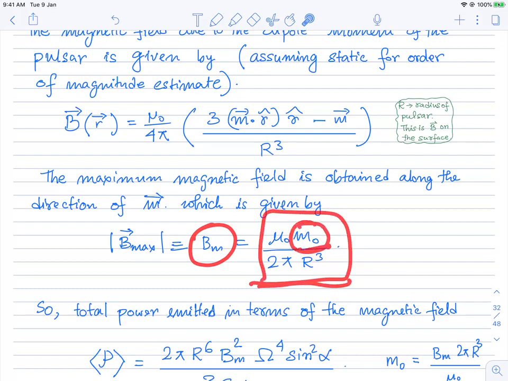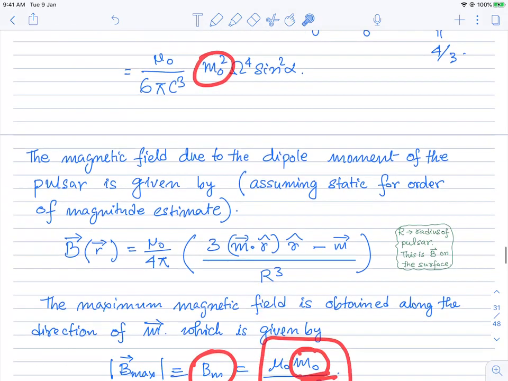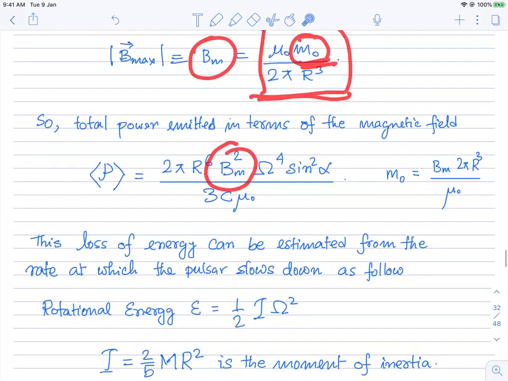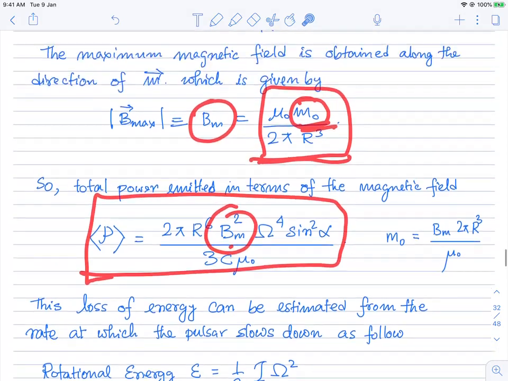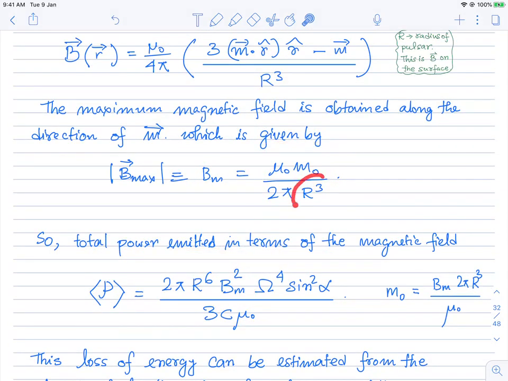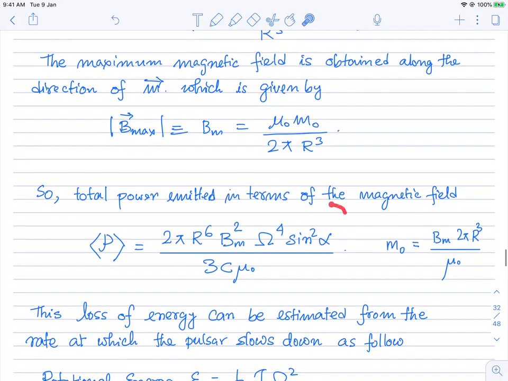And now you can eliminate m naught from this expression of the total power and write it in terms of the magnetic field, as I have done here. The total power is given by the magnetic field, and this magnetic field I have considered to be the magnetic field at the surface. This r is the radius of the neutron star. So the maximum magnetic field at the surface of the neutron star, in terms of that I can write down the total power.